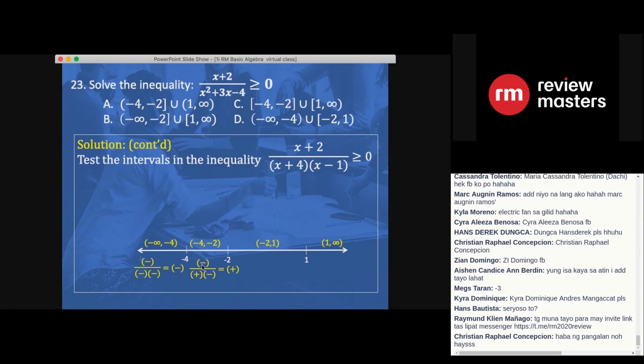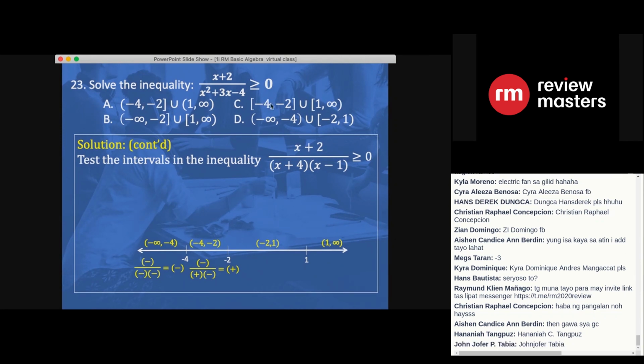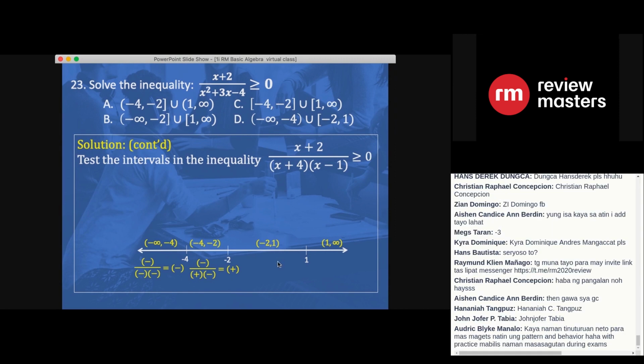Okay? So ibig sabihin, hinahanap na lang natin, ang choices na lang natin is between A and C. So tingnan natin itong portion na to.